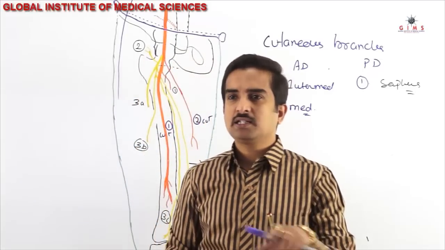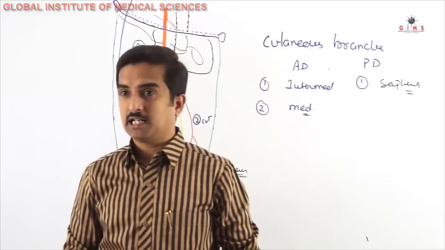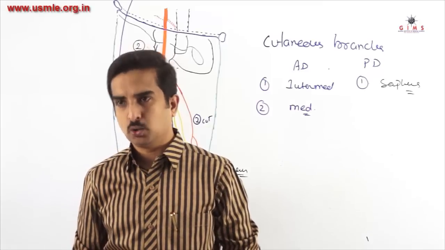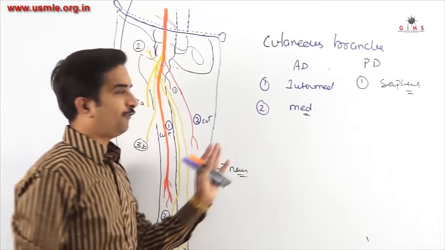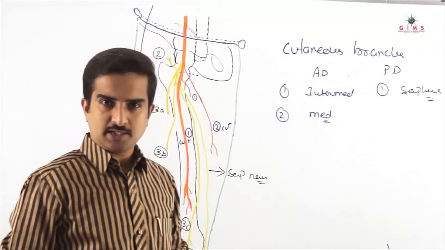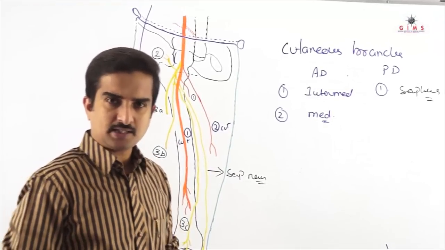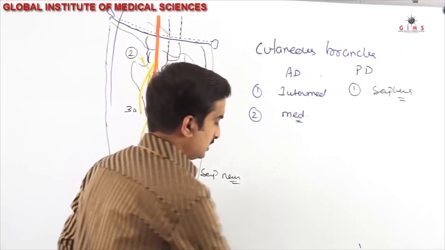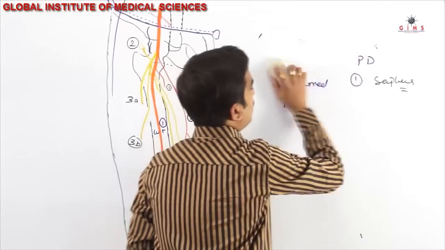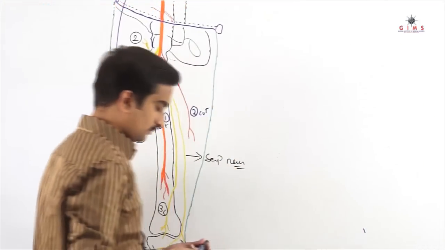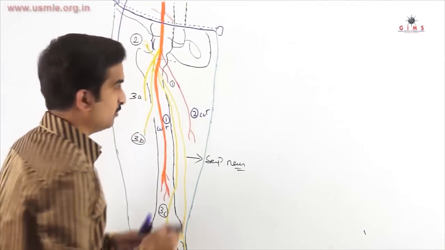Right. So these nerves we already described earlier when we discussed the cutaneous nerves of the lower limb. So by this we finished the branches given off by the femoral nerve. First one is muscular branches, second one is cutaneous branches. Now let us see what are the articular branches of the femoral nerve.